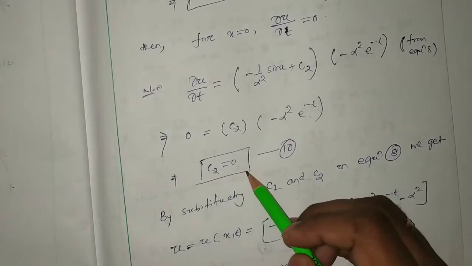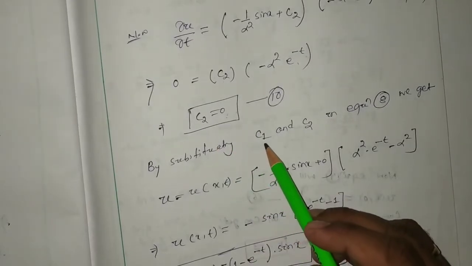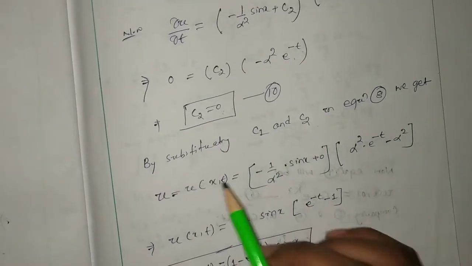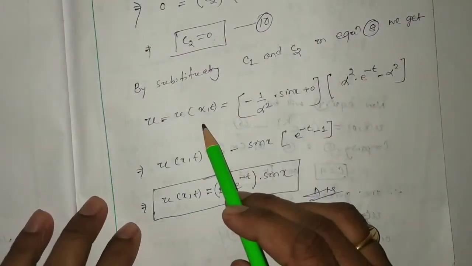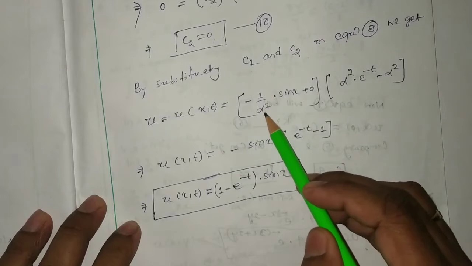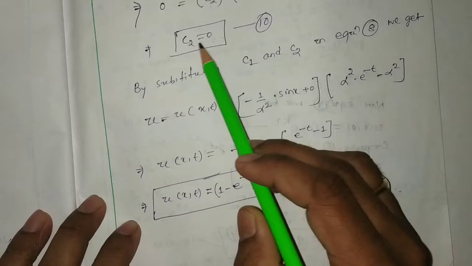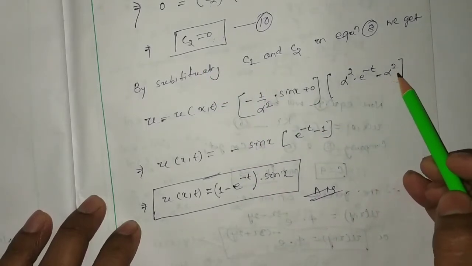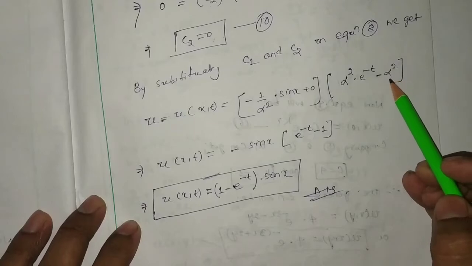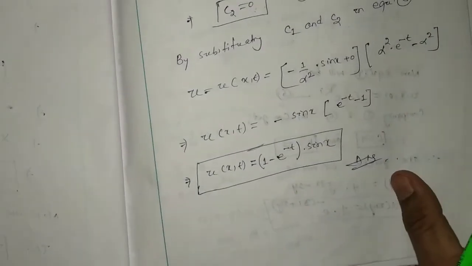c2 will be 0. So here we found c1 equal to minus alpha square, c2 equal to 0. Now we have to put c1 and c2 in equation number 8. We are going to get the final solution. So u, that is u(x,t), will be equal to minus 1 by alpha square into sin x here plus c2. That means 0 we have to put into alpha square into e to the minus t minus c1. c1 means it will be alpha square. And plus c1 was there. Plus c1 means it will be minus alpha square, right?